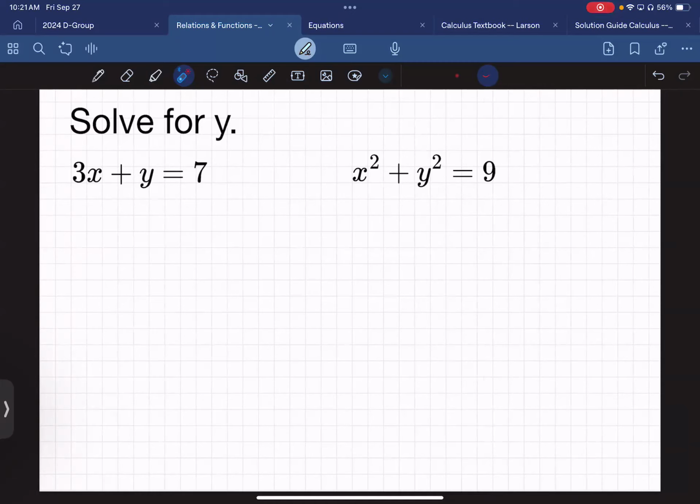So hopefully what you see here is we have relations. How do we know we have relations? We have an x and a y. Is that clear to everyone? We have an equation with 2 variables, so we're working with relations. Now, that means there's an infinite number of solutions here.